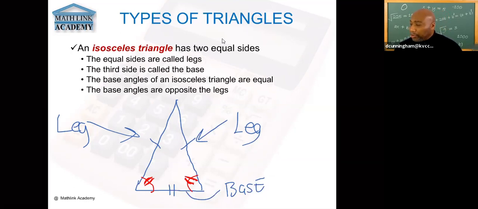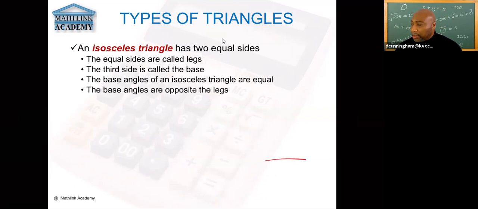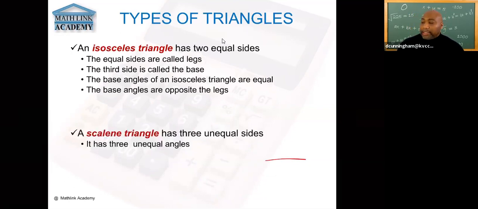Now, another type of triangle we're going to talk about is a scalene triangle. It has three unequal sides. It has three unequal angles. An example of a scalene triangle can look something like this. Here's a side, here's another side, and here's another side. This side has one length, this side has another length, and this side has another length.